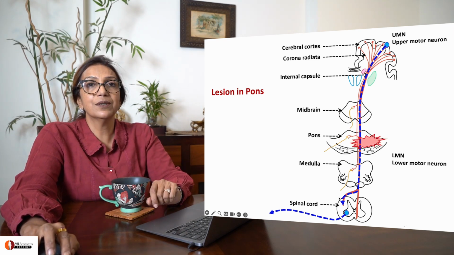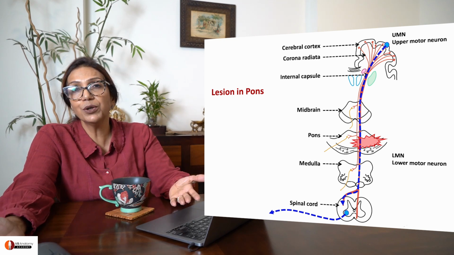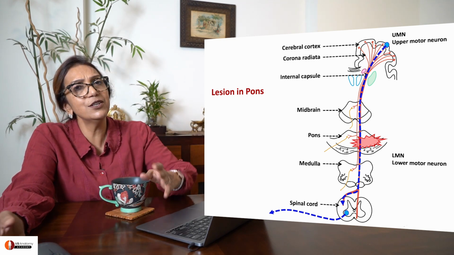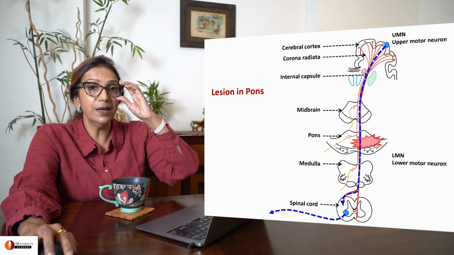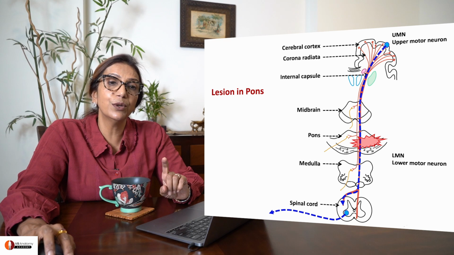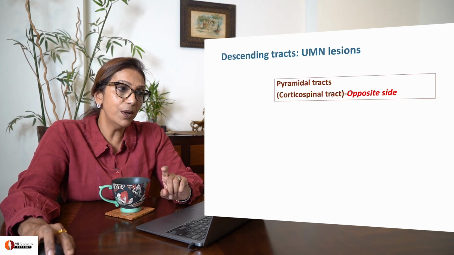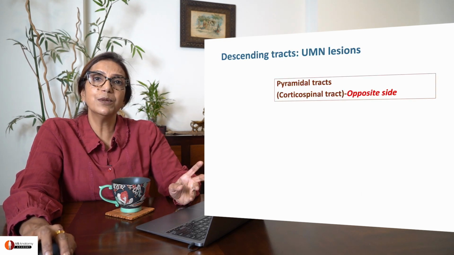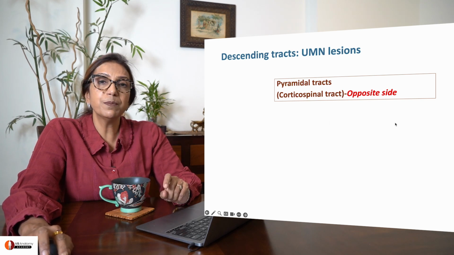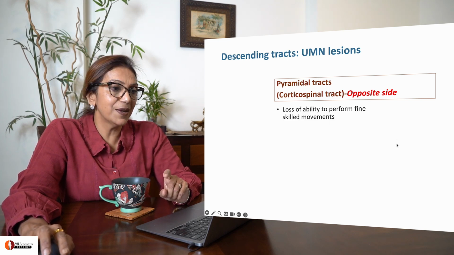this is our lesion. Who is cut? Upper motor neuron is cut. Therefore, what is the lesion? It's an upper motor neuron lesion. It's very straightforward. Okay. So, the lesion of corticospinal tract is an upper motor neuron lesion. However, so what symptoms will you see? Pyramidal tracts, corticospinal tract of the opposite side is affected.